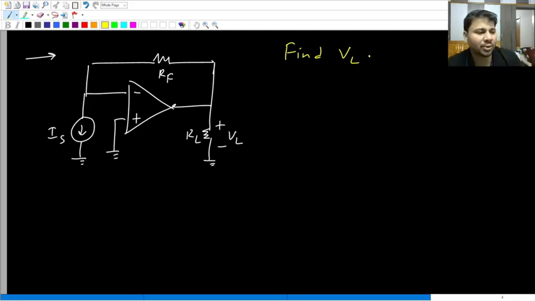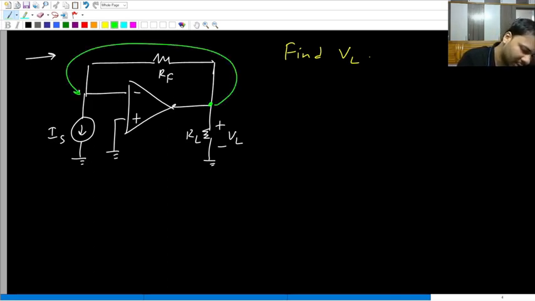In the previous two circuits, we found the load current. This time, we will try to find the load voltage. So first question, is the op amp in negative feedback or not? Directly we can say it is in negative feedback because the output of the op amp is connected only to what?